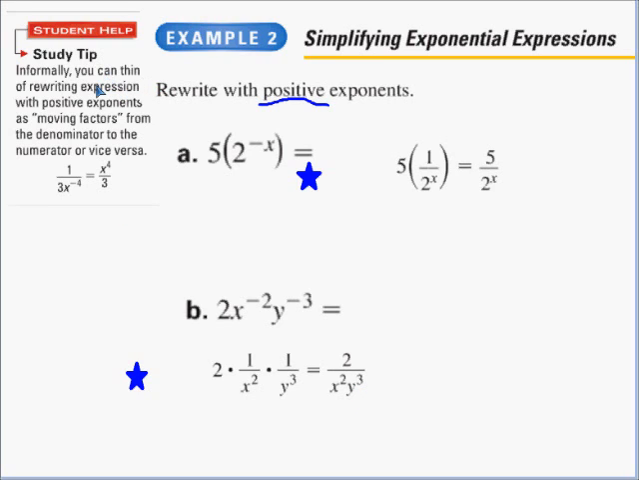So my study tip looks like it got a little cut off here. It says, informally, you can think of rewriting expressions with positive exponents as moving factors from the denominator to the numerator or vice versa. So one we have not seen on this page yet is 1 over 3x to the negative 4. If we want positive exponents, we would just move the x to the 4th, because that is what is to the negative 4, to our numerator, and 3 would stay as the denominator.